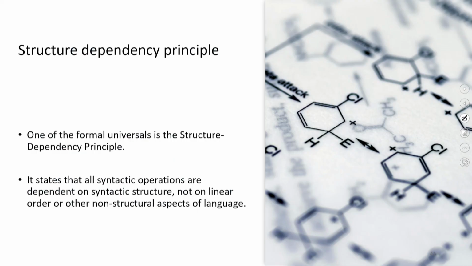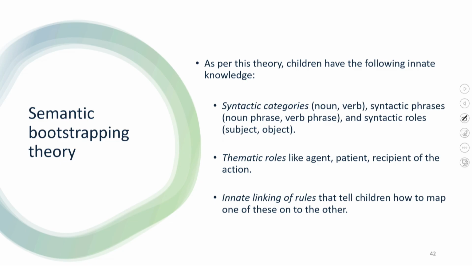So, what kind of operation, how do you change one kind of sentence structure to another kind of sentence structure depends on the syntactic structure itself, not on linear order or non-structural aspects of language. This is one of the primary aspects of the structure dependency principle, which in turn is a part of formal universals. Then comes semantic bootstrapping theory. This is also part of the same umbrella term.